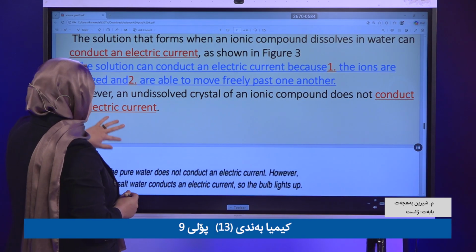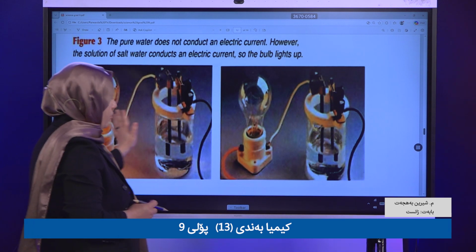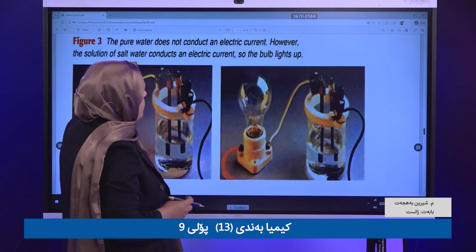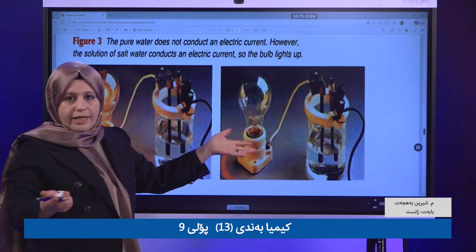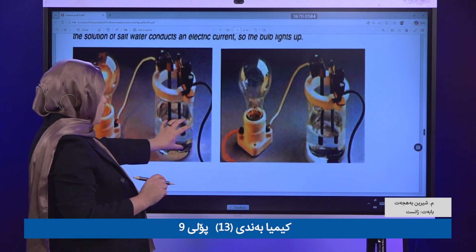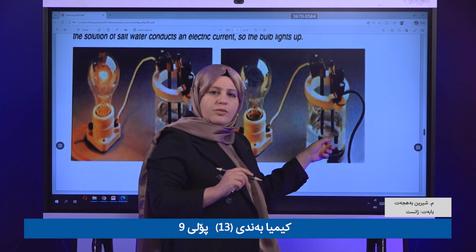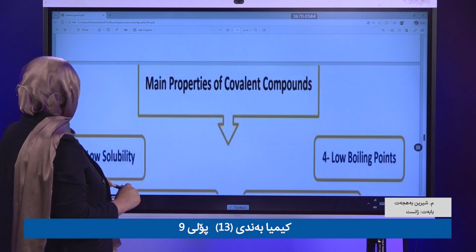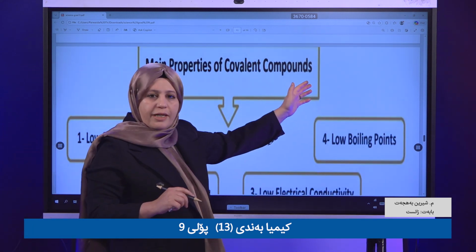Okay, look at this picture. It's very important. Compare between them. The first one, what is it? The bulb starts to light up. And the other one, it's not. Why? Because this liquid is a combination of salt and water. But this one is only pure water. That's why there is no charge. Clear? Let's go to another main property of covalent compounds.